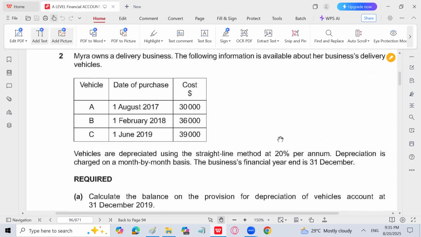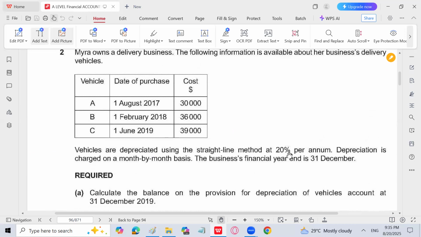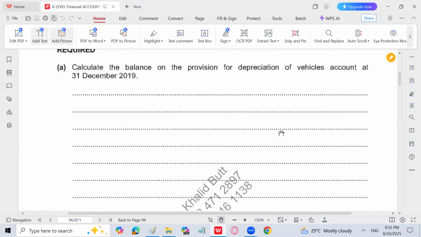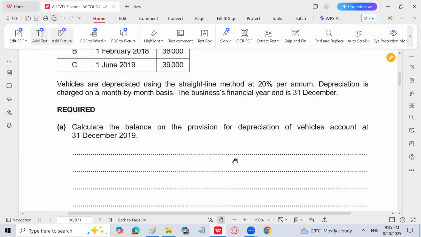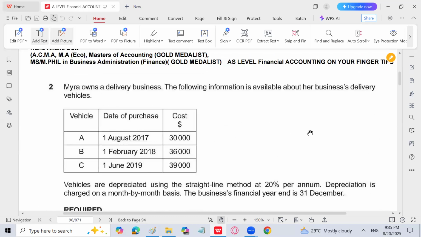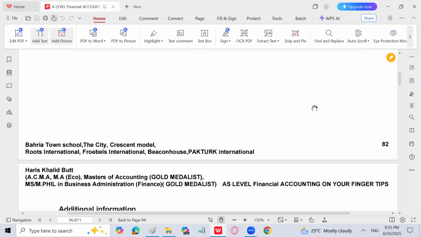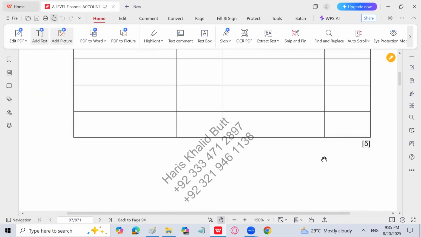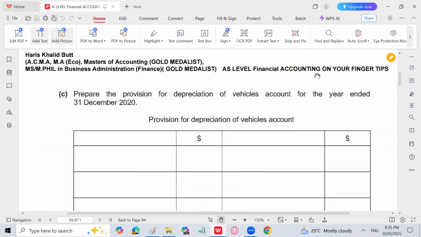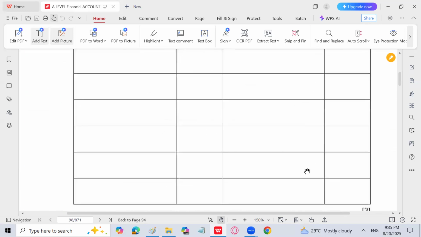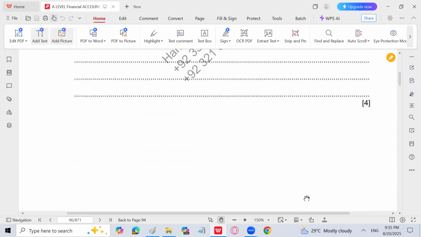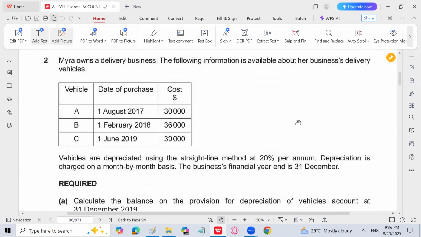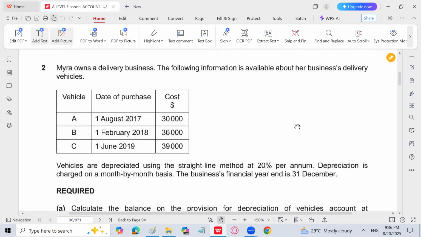Next question, let's see. Calculate the balance on the provision for depreciation account at 31st December. And question number 2, in which year has this question come? Let me see. It is not written. So let's do it, then we'll go for that.